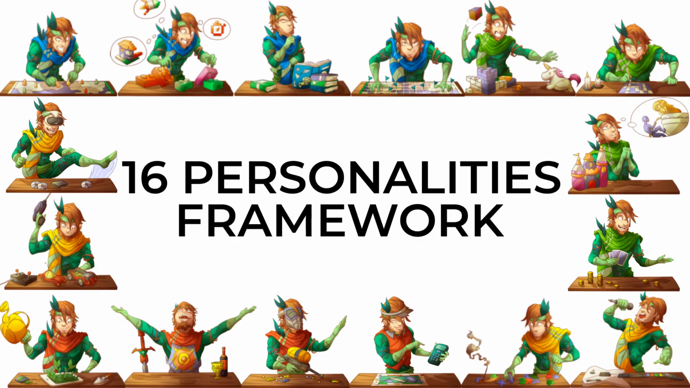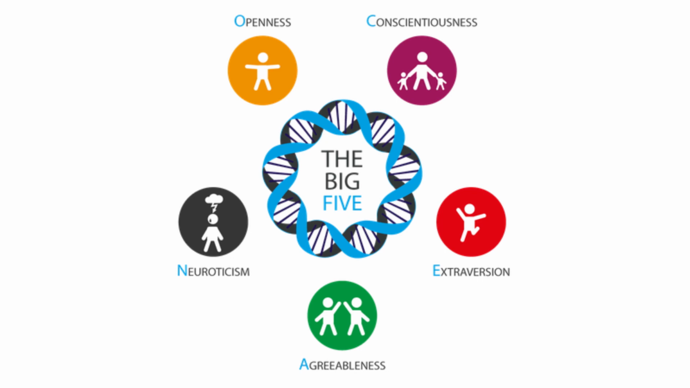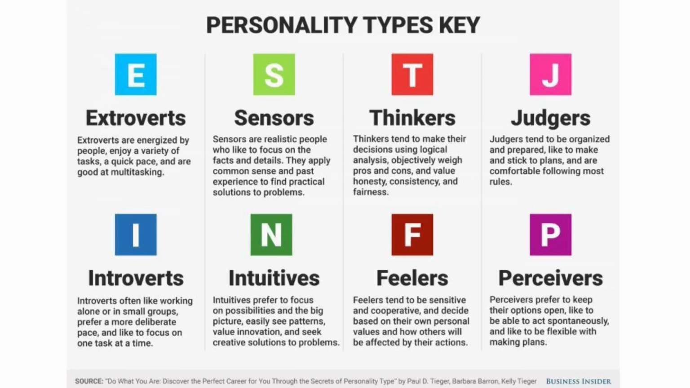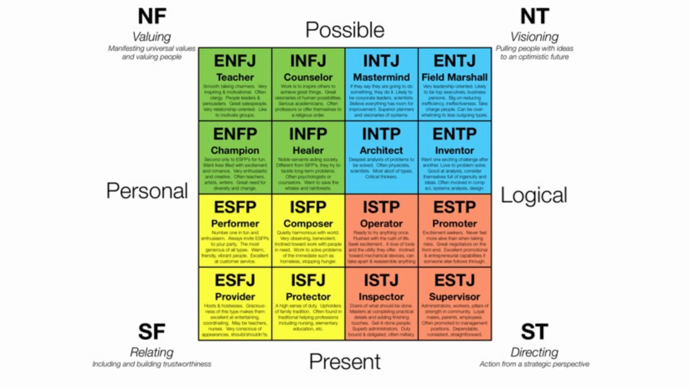Today we'll be looking at what exactly is the 16 Personalities Framework, often called the MBTI. We'll be looking at a quick history of this, a comparison with the Big Five Ocean Framework, and also just what exactly these letters mean. What do they mean when they make up the names like an ENFP or an ESTJ?